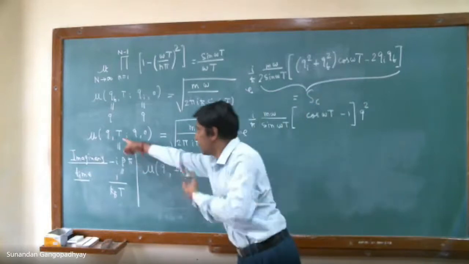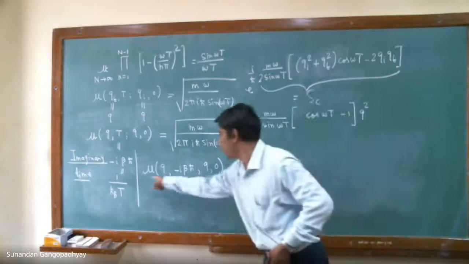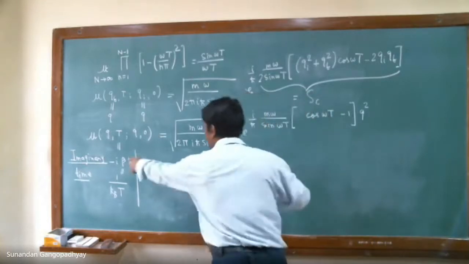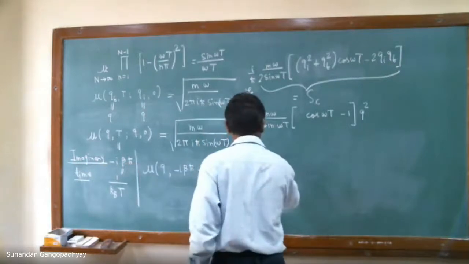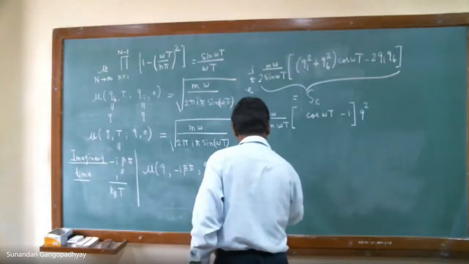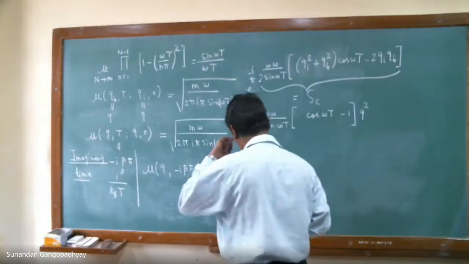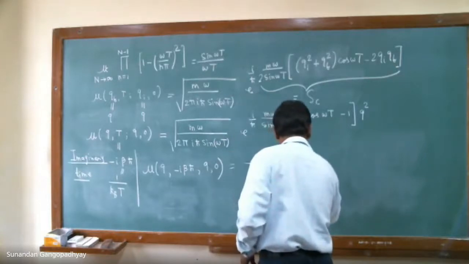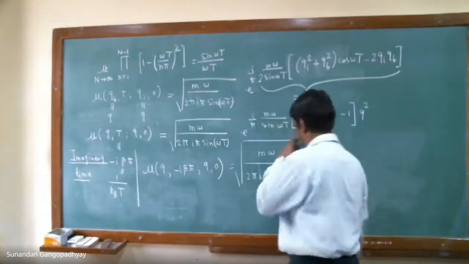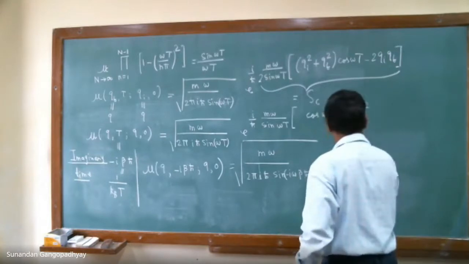So when we set T equal to minus I beta h bar, you get this expression for the propagator. What you do is you just set capital T equal to minus I beta h bar in this expression. So this will give us m omega by 2 pi I h bar sine omega minus I beta h bar, to the power of I h bar.